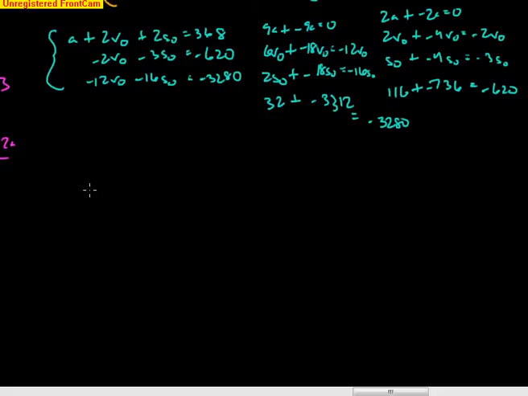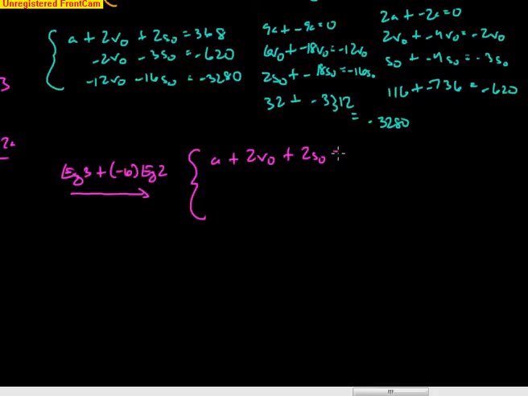So I know it's a little bit different than we did the last one, but that's what I'm going to do. So now I'm going to take equation 3. If you do not do it this way, it's fine. And I'm going to add, and now if this says negative 12, I need that to say positive 12, so I have to multiply by negative 6. So the first equation remains the same. A plus 2v sub 0 plus 2s sub 0 equals 368. The second equation remains the same. Negative 2v sub 0 minus 3s sub 0 equals negative 620.